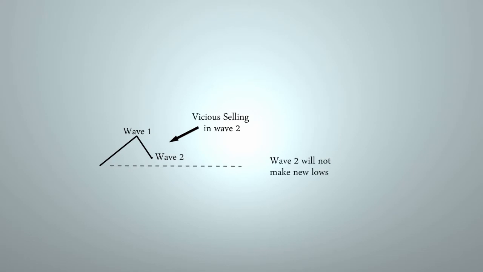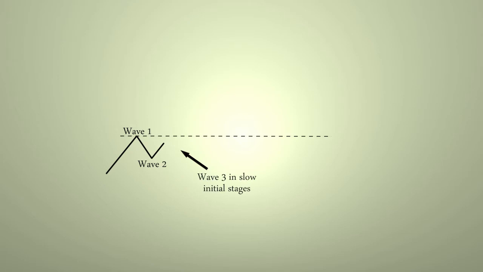Our prices start trending. The first wave is usually a weak rally with only a small percentage of traders participating. Once wave 1 is over, they sell the market on wave 2. The sell-off in wave 2 is very vicious. And wave 2 will finally end without making new lows, and the market will start to turn around for another rally. The initial stages of wave 3 are slow, and it finally takes it to the top of the previous rally, or the top of wave 1.